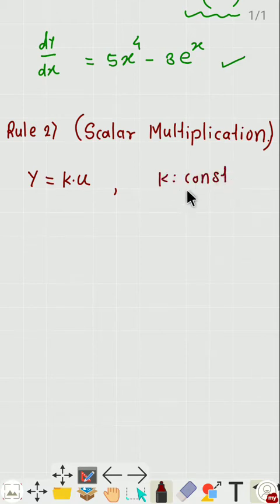What is u? u is a function of x. Then how do we write the derivative of y with respect to x? It is equal to k, kept as it is since it is a constant, times the derivative of u with respect to x. So this is the rule of derivative for scalar multiplication.